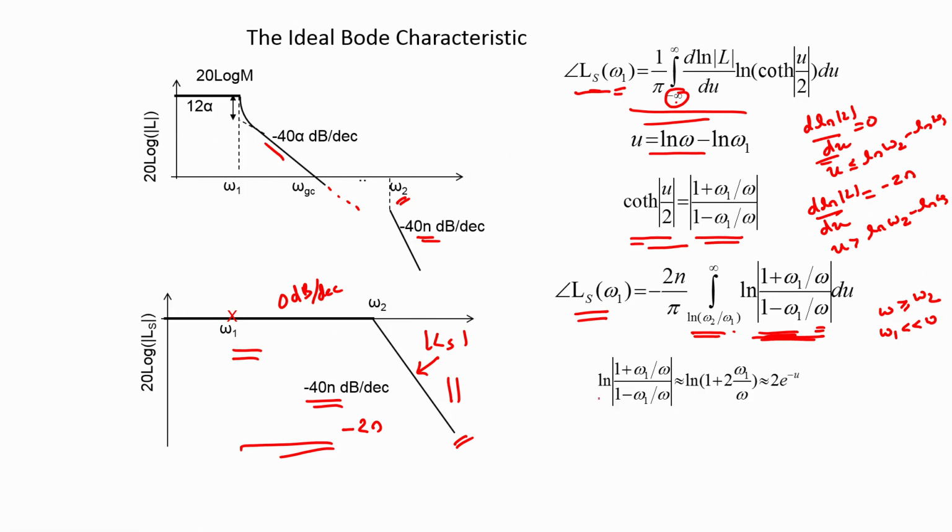Now we note that ln of the magnitude of 1 plus omega 1 by omega over 1 minus omega 1 by omega is approximately equal to ln of 1 plus 2 times omega 1 by omega in the limit that omega 1 by omega is much less than 1. That is because 1 by 1 minus omega 1 by omega will approximately be equal to 1 plus omega 1 by omega when omega 1 by omega is much less than 1. This you get from Taylor series expansion, and hence we would have this to be ln of 1 plus omega 1 by omega the whole squared.